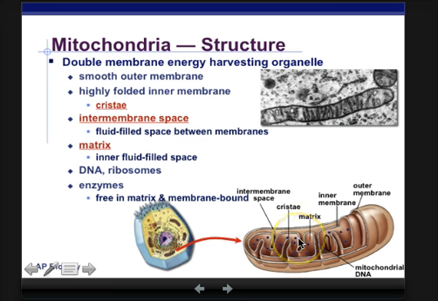So what's critical here, you might want to pause the video and draw yourself a quick picture if you don't have a good one, but you are responsible for being able to recognize the different parts of the mitochondria. And you're also responsible to know that mitochondria has its own DNA.